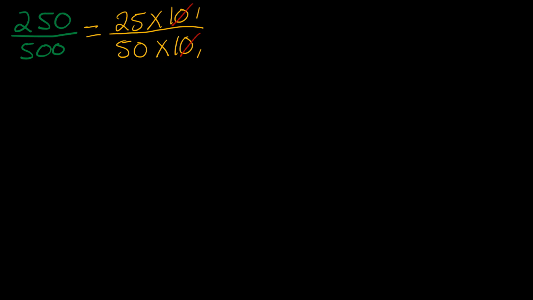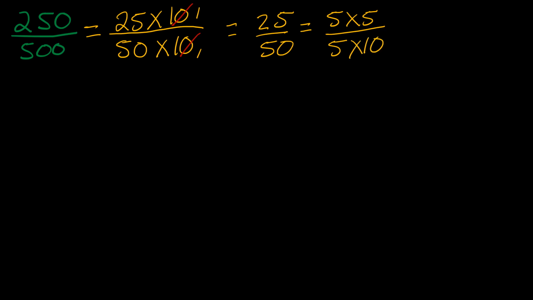1 and 1. So we'll just be left with 25 over 50. Question, are we done? No, we're not done yet because we can rewrite 25 in terms of 5 times 5. We can rewrite 50 in terms of 5 times 10. Right, so now we have a 5 on top and a 5 on bottom. What's going to happen? That's right, they're going to cancel each other out. This is going to go to 1 and 1. We'll be left with 5 over 10.